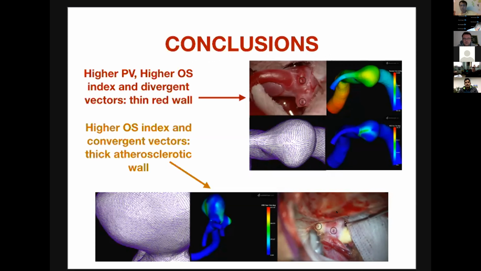So we can say that in our series, in our experience, a high pressure variation, a high OS index, and divergent vectors significantly correlate with the intraoperative finding of a thin red wall. And a high OS index with convergent vectors correlates with thick atherosclerotic wall. Thank you for your attention.